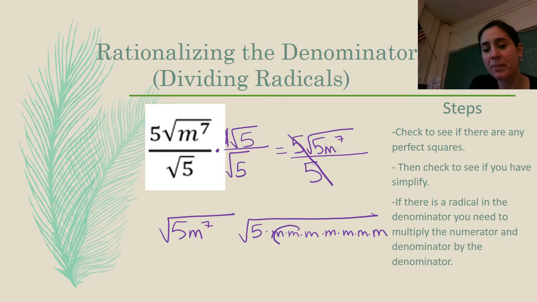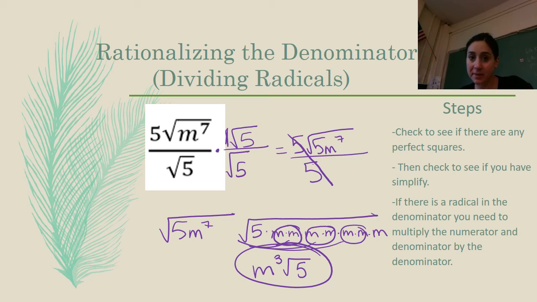Now I'm going to look for my perfect pairs. And look, 3 pairs are going to come out. So that's m to the 3rd, because there's 3 of them, radical 5m. Final answer. Come and see me if you need help.